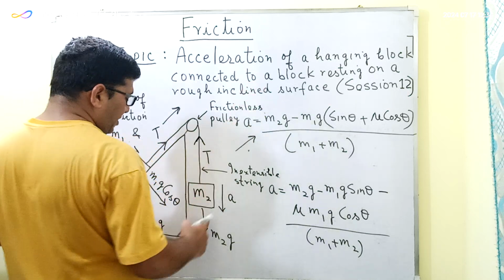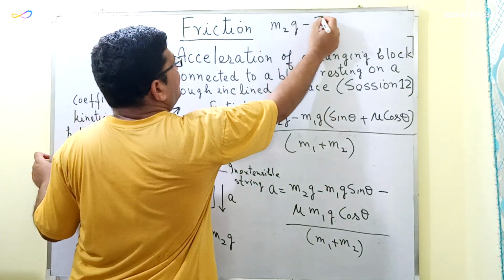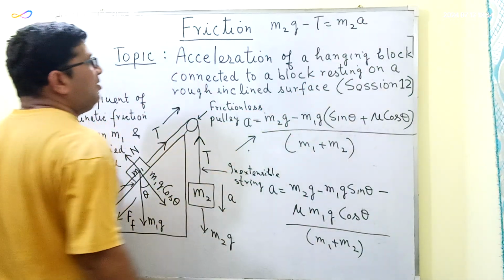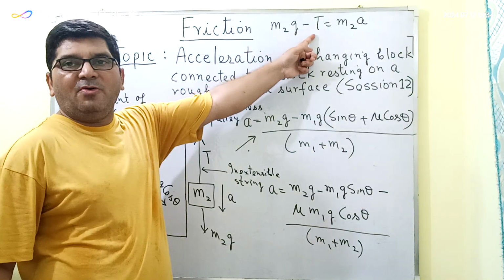Now for tension T, we got one equation, that is m2g minus T was equal to m2a. So after finding the value of this acceleration a, we can find the value of T also.